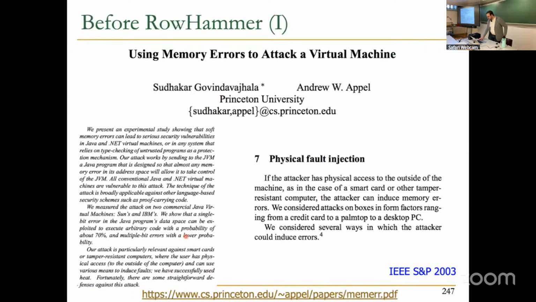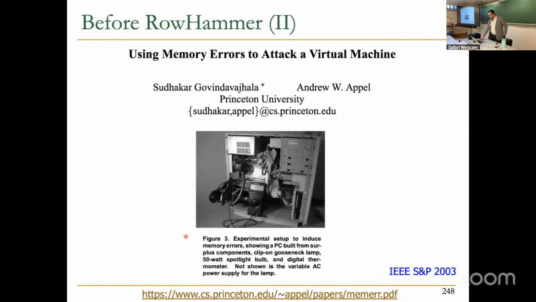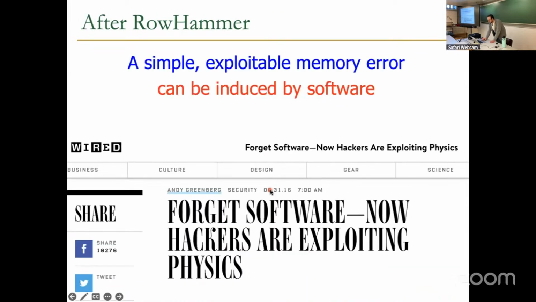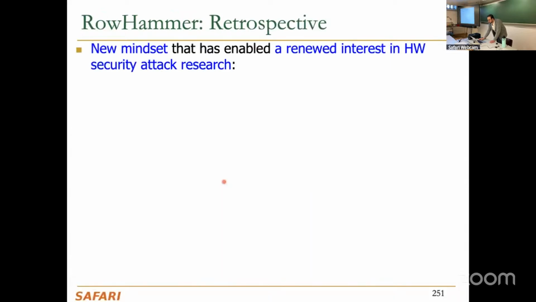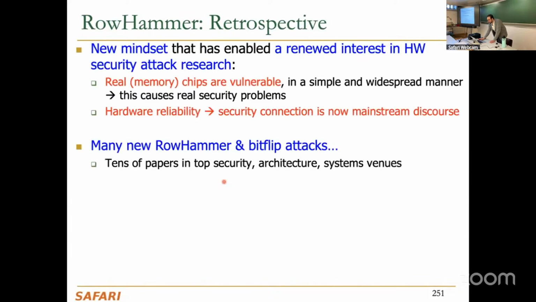Before RowHammer, there were some memory-based attacks. Here they put a heater or ultraviolet source that emitted light beams to the memory to induce bit flips, and by doing that they attacked some virtual machines. Today, you can do that via software, without that kind of hardware, by using RowHammer. So it changed the perspective quite a bit.